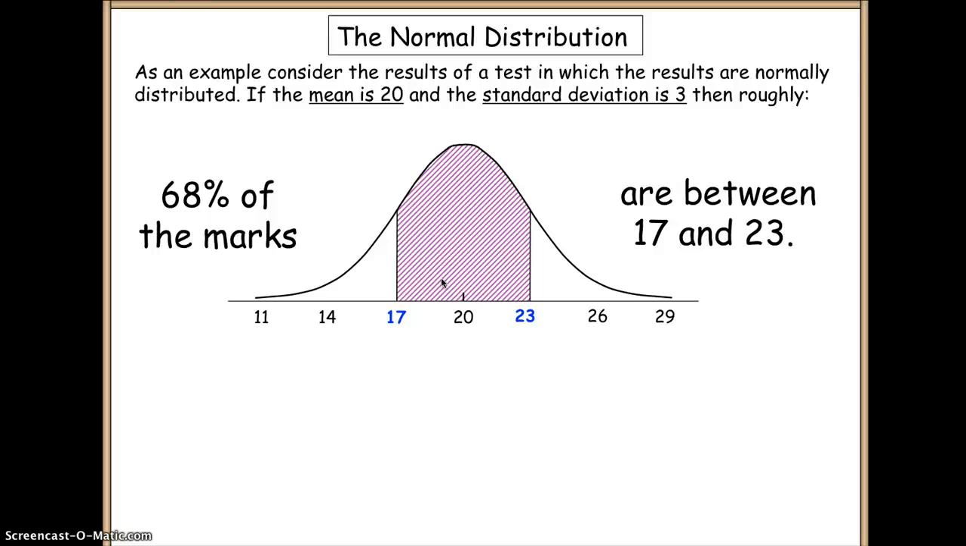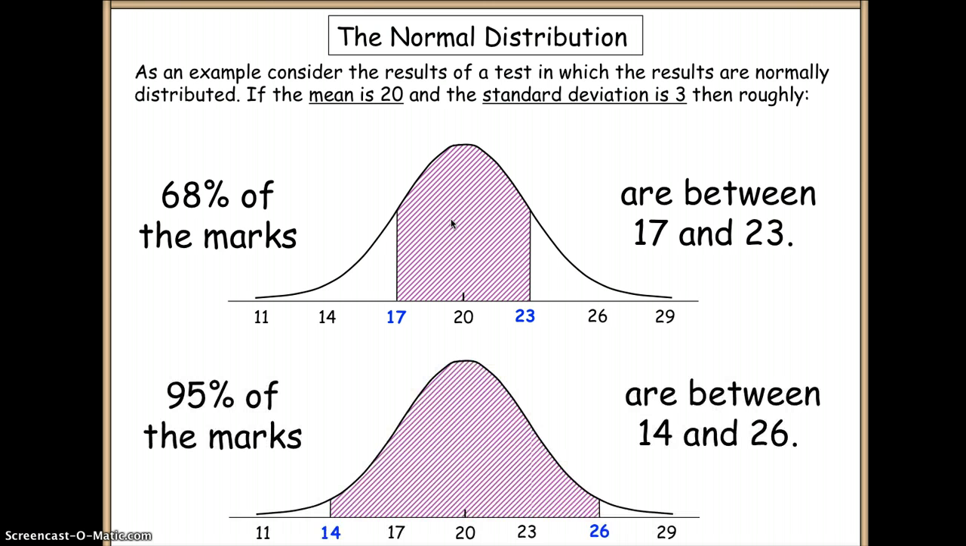If the mean is 20, the mean is always at the middle, here. So the standard deviation is 3. Within one standard deviation, you add the standard deviation 3 to 20, so you will have 23. And then subtract the standard deviation 3 from 20, that's 17. So from 17 to 23, you have 68% of the marks.